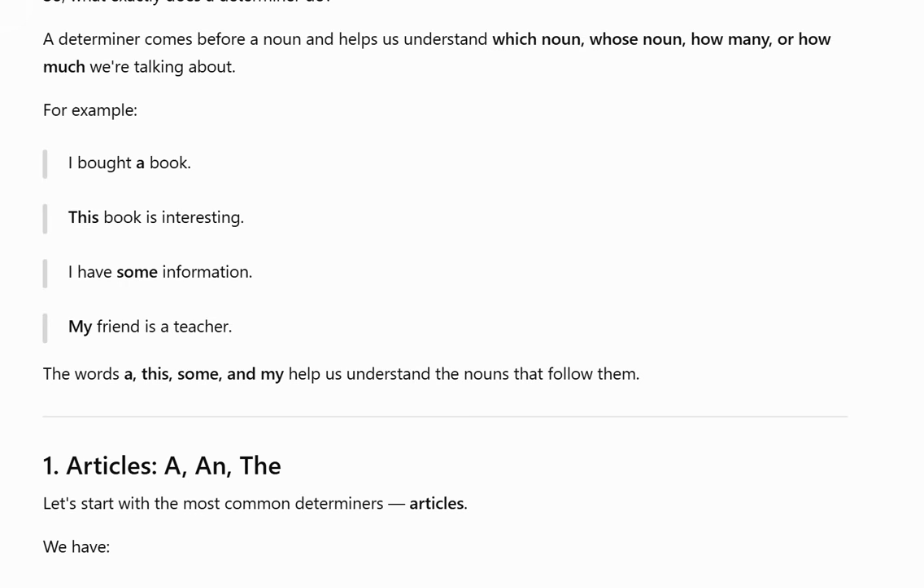Example, I bought a book. This book is interesting. I have some information. My friend is a teacher. The words a, this, some, and my help us understand the nouns that follow them.